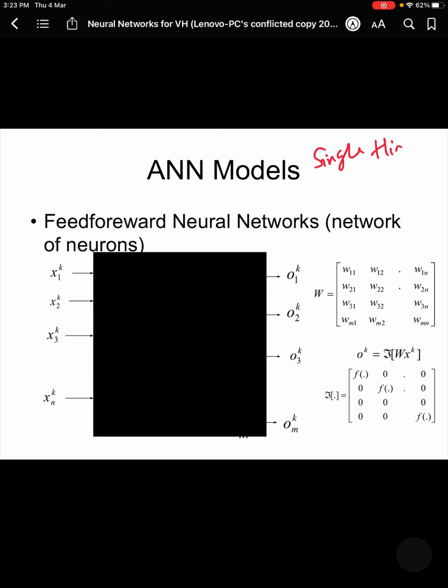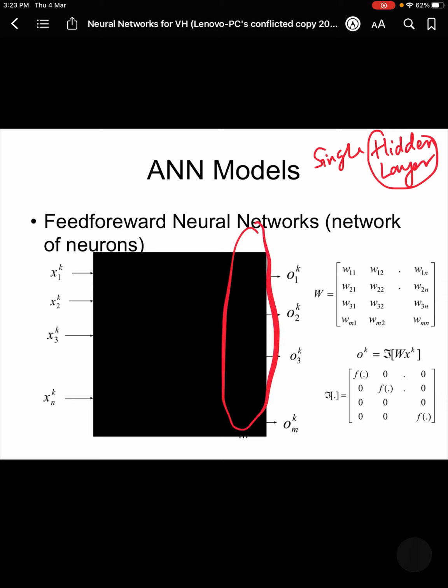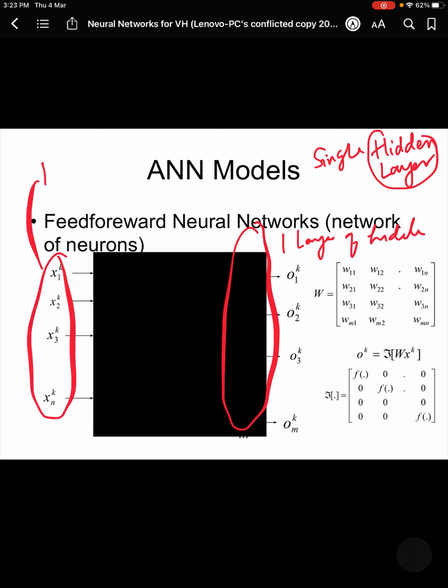What do we mean by single hidden layer network? A hidden layer is that layer in which you have the neurons put. So if you see in this network, there is one layer of neurons over here. One layer of hidden neurons, and this is called the input layer.